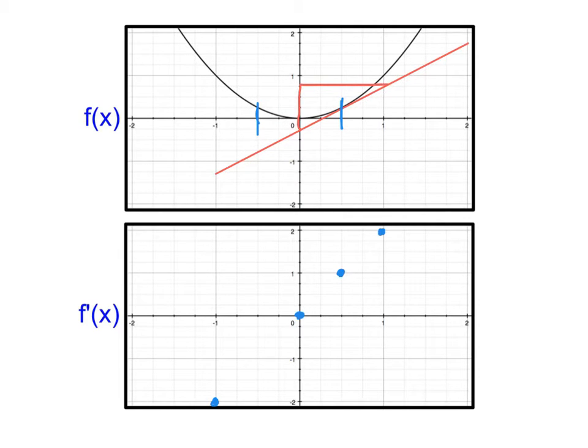And so when x is -0.5, what do you suppose the derivative is? Well, this graph is symmetrical. It's -0.5.